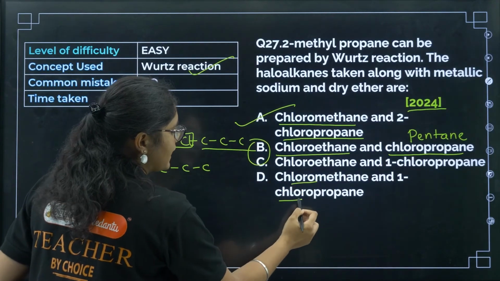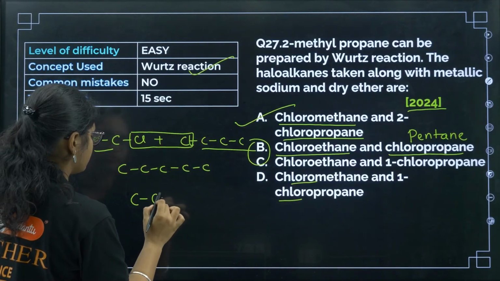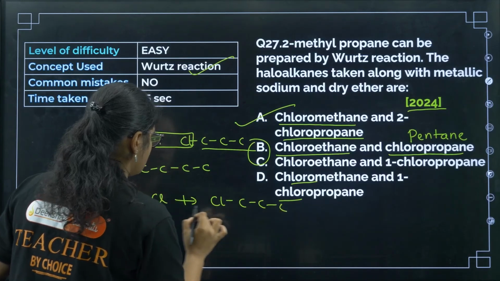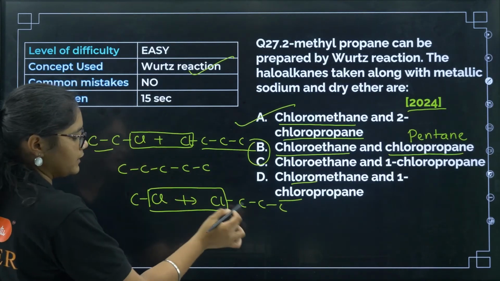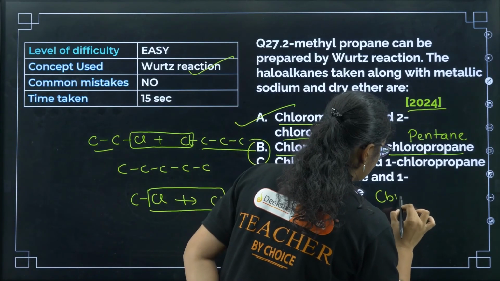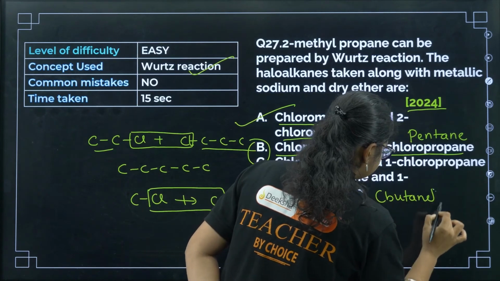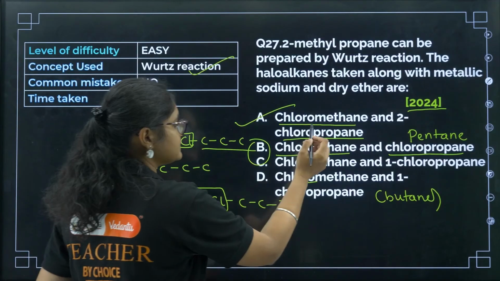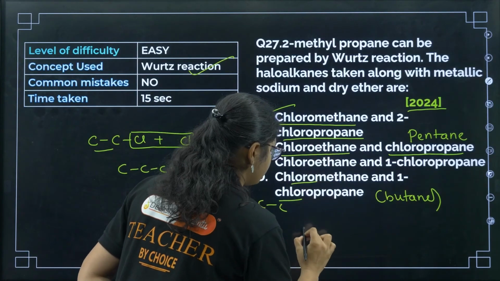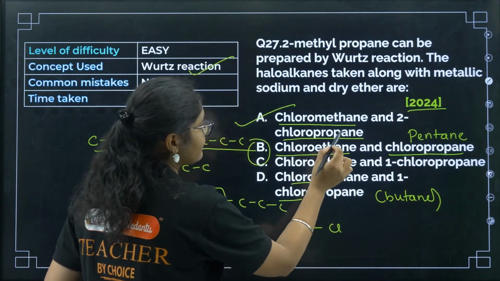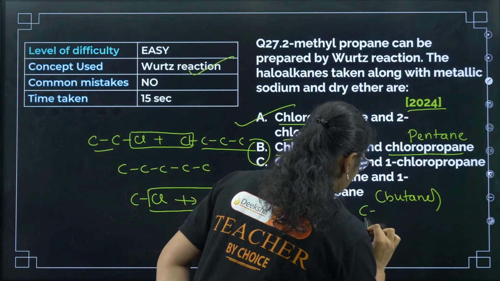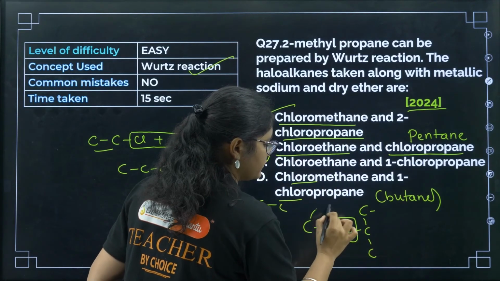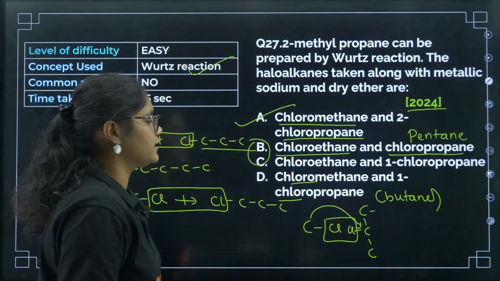Next, chloromethane and 1-chloropropane. Again this chlorine will go and we will get butane as the major product, right? So that is also not the required product. Now you can see the question: you have chloromethane and you have 2-chloropropane. This chlorine will go, these two will join, and that is what is required here.